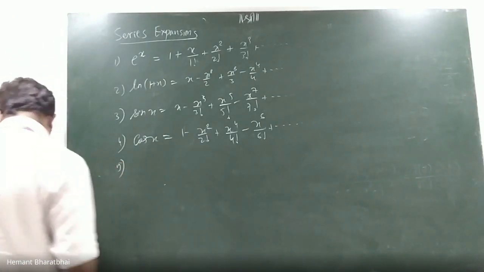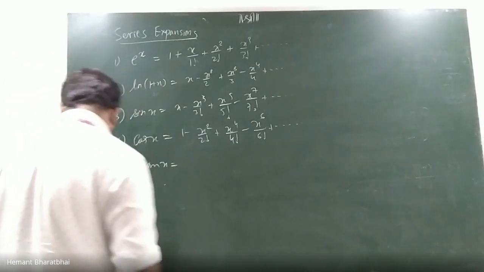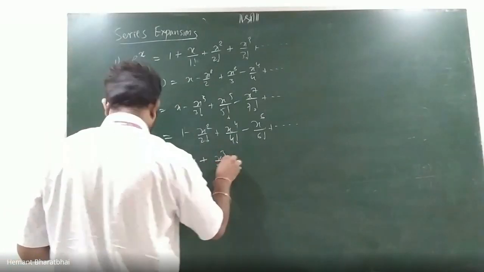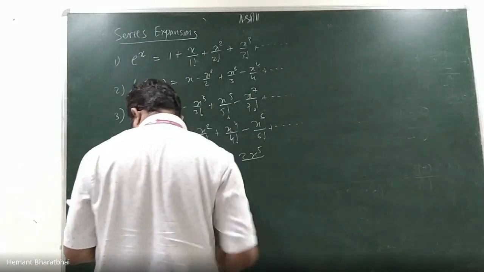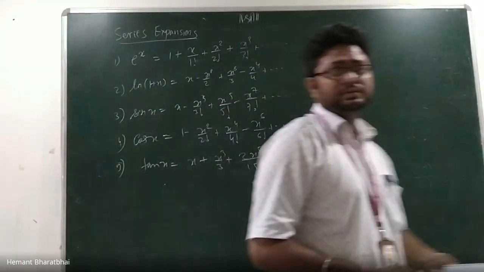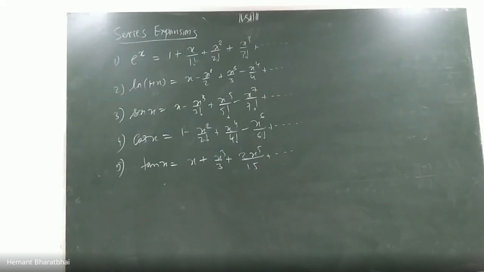Next is for tan x. So the series expansion of tan x can be written as x plus x cubed by 3 plus 2x raised to 5 by 15 plus and so on. So these are some of the series expansions. Take the screenshot of this. You will have to learn this by heart, because in many questions you will be required to write the series expansion, because without it you will not be able to solve it.